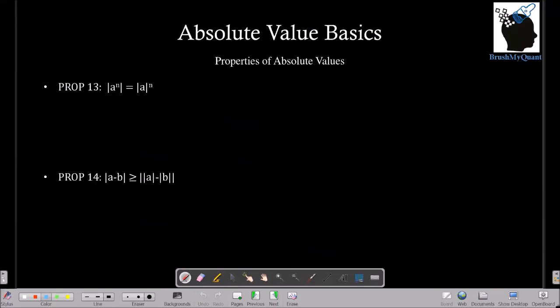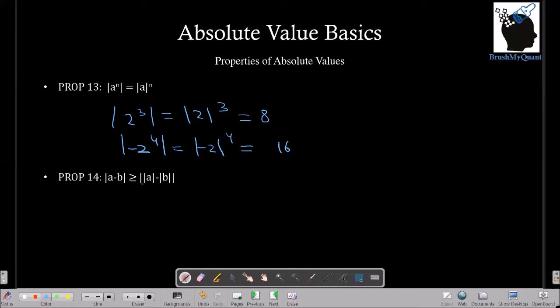13th property. Mod of A raised to n is the same as mod of A whole raised to n. Example, mod of 2 cube is the same as mod of 2 whole cube, which is nothing but 8. Let's take a negative number. So mod of minus 2 raised to 4 is the same as mod of minus 2 raised to 4, which is nothing but 16.